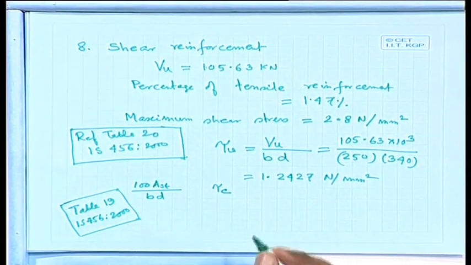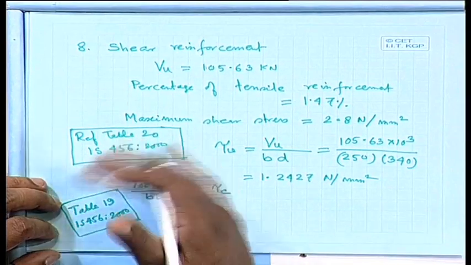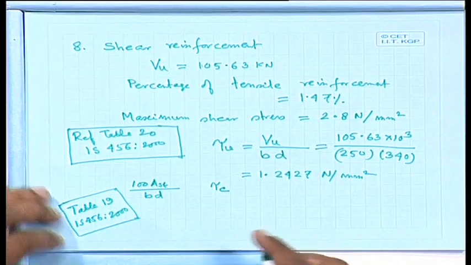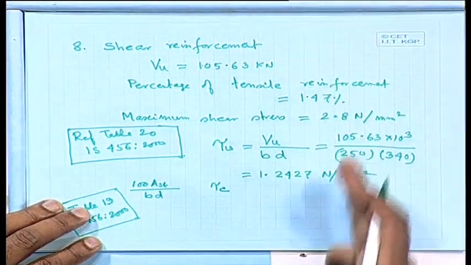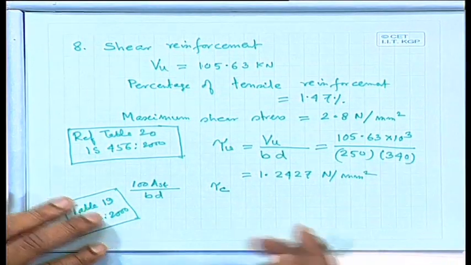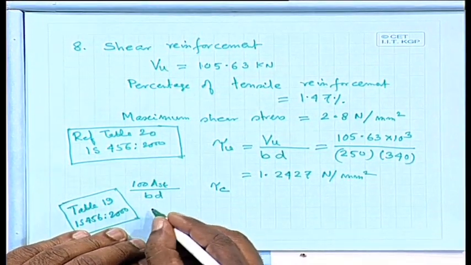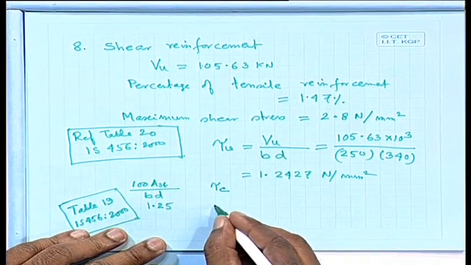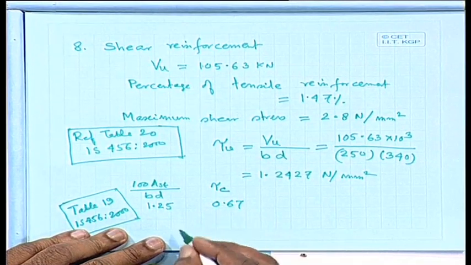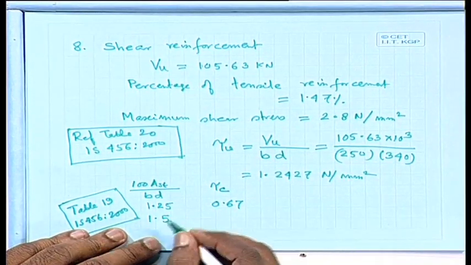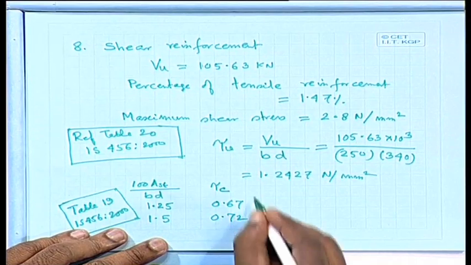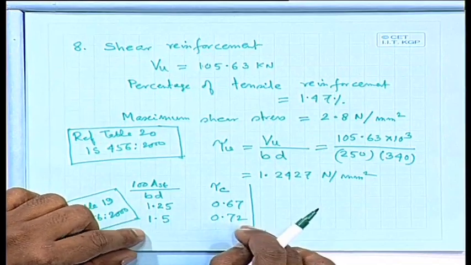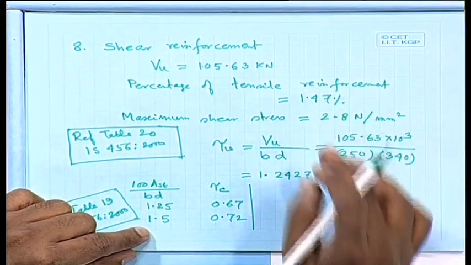When you do the design, you always mention the reference clause or table of the code, and we generally do it on the right hand side. So, we can get it because it is 1.47. If 1.25 is the tensile reinforcement percentage, it comes as 0.67, and if it is 1.5 then it is 0.72. This is part of table 19. So, the appropriate values are 1.25 and 1.5, because you have to take 1.47.